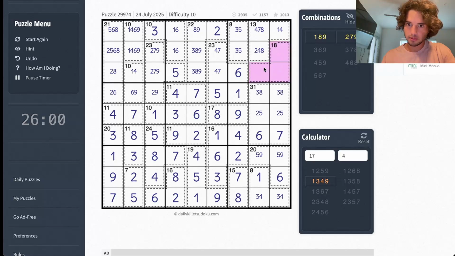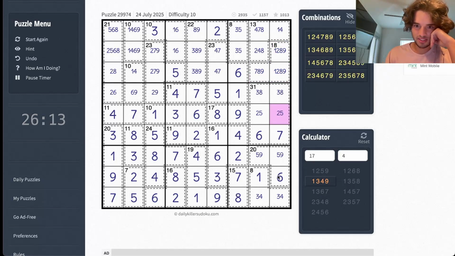here we would end up with 7, 2, and 9. Or 1, 1, 8, and 9 could go anywhere here. That's not helpful. Okay. And now that is everything fully pencil marked. So what am I missing Sudoku-wise?